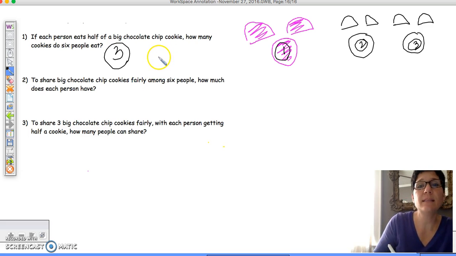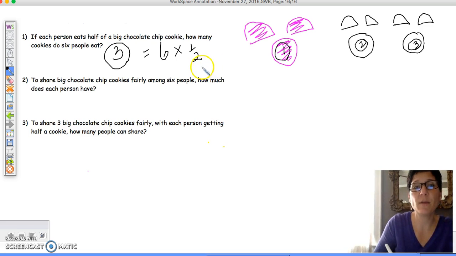So how did I get that? What did I do? How would we get 3? Because we had 6 people and there's half a cookie each, right? So in order for us to get that, it would be 6 times 1/2, right? Because half of 6 is 3.